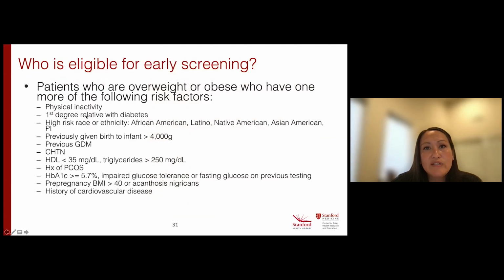And so who is eligible for early screening? This is from ACOG: patients who are overweight or obese and have one or more of the following risk factors.